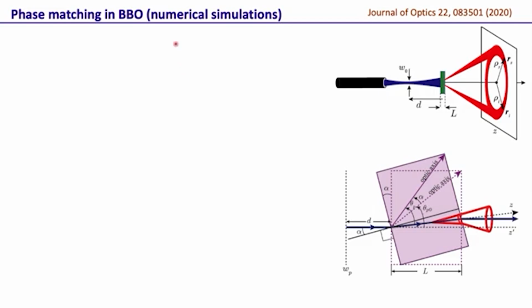Okay, now let's look at some numerical simulations of phase matching. This is to give some intuitive feeling of what we actually see in the lab as far as phase matching and the production of down converted photons are concerned.